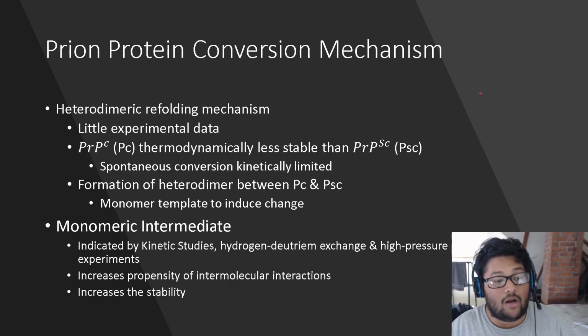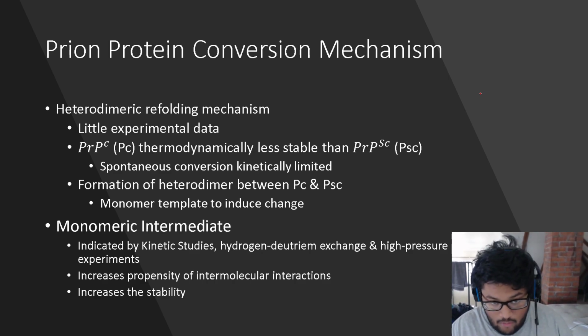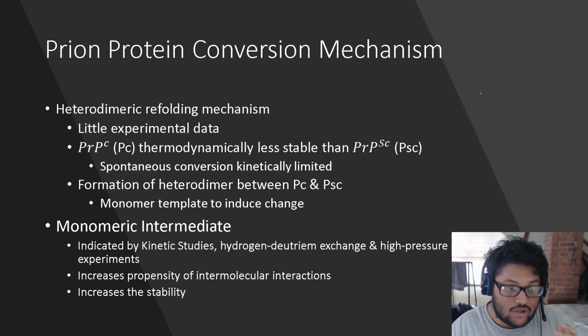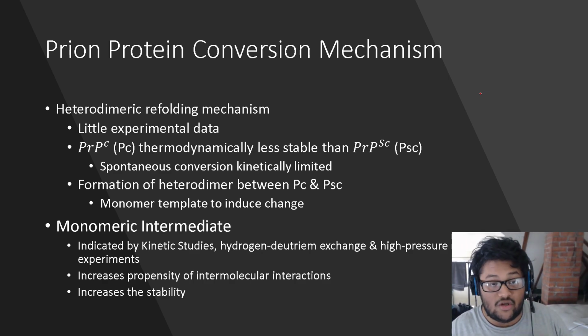And what they found out about that heterodimer or monomeric intermediate is that it is highly hydrophobic, and its nucleic acid backbone is actually exposed. So this allows for the increased propensity of intermolecular interactions, and it also increases the stability, so that monomeric intermediate provides the additional energy needed to turn PC into PSC.